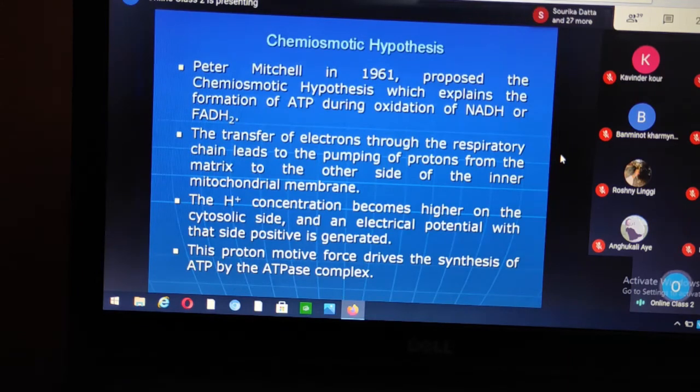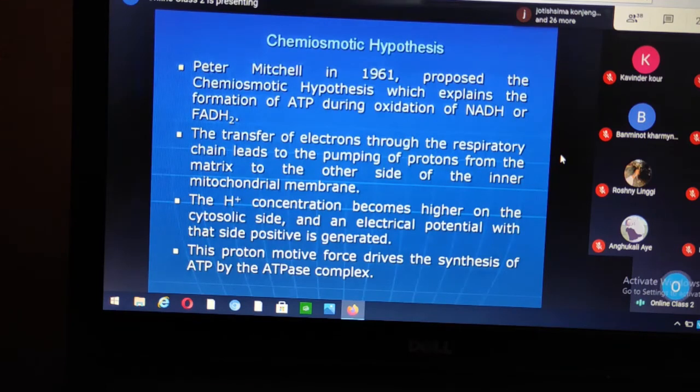So the electron transport chain and oxidative phosphorylation are coupled reactions. It is a linked one. If one is not happening, the other one will not happen. If there is no electron transport chain, there will not be formation of ATP; the oxidative phosphorylation would not occur. If the oxidative phosphorylation is not occurring, then the electron transport chain will not occur. So this is a coupled reaction.